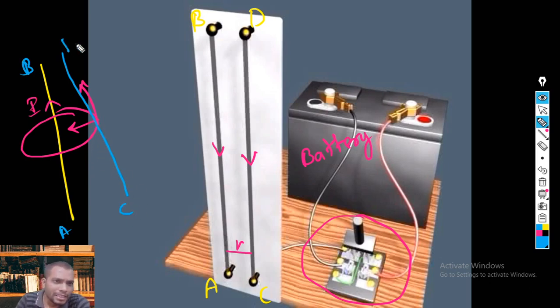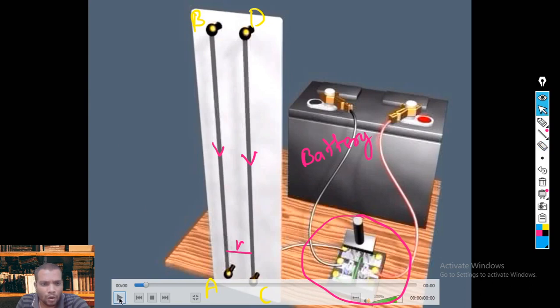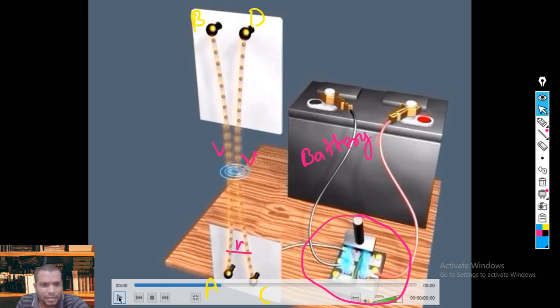Through the other wire CD, current is also flowing in the same direction, but this wire is in the presence of the magnetic field of the other wire. Since current is flowing and the magnetic field is there, it affects the force. Because of the force present between the two wires, they may attract or repel each other. When the currents are parallel, the force between the two wires is attractive.